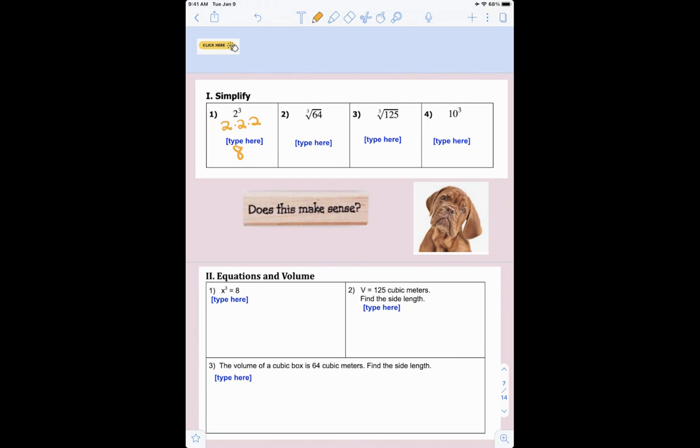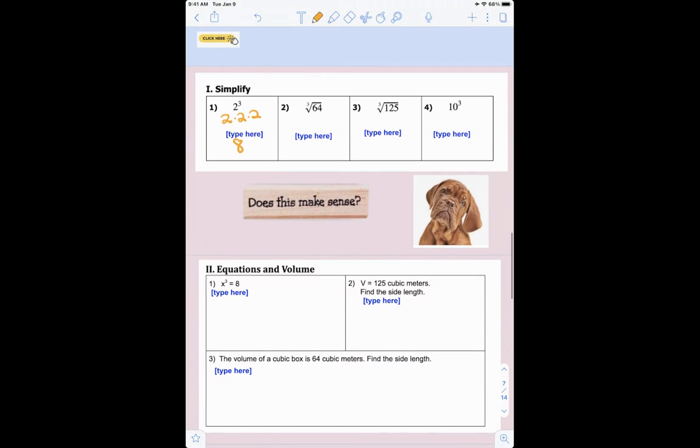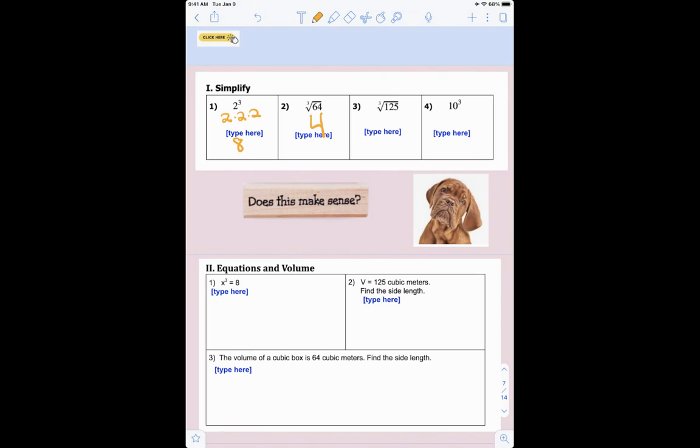Now, what is the cube root of 64? If you're not sure, you can look it up. Oh, there it is, 4. What's the cube root of 125? Well, we already did that. We know that's 5.